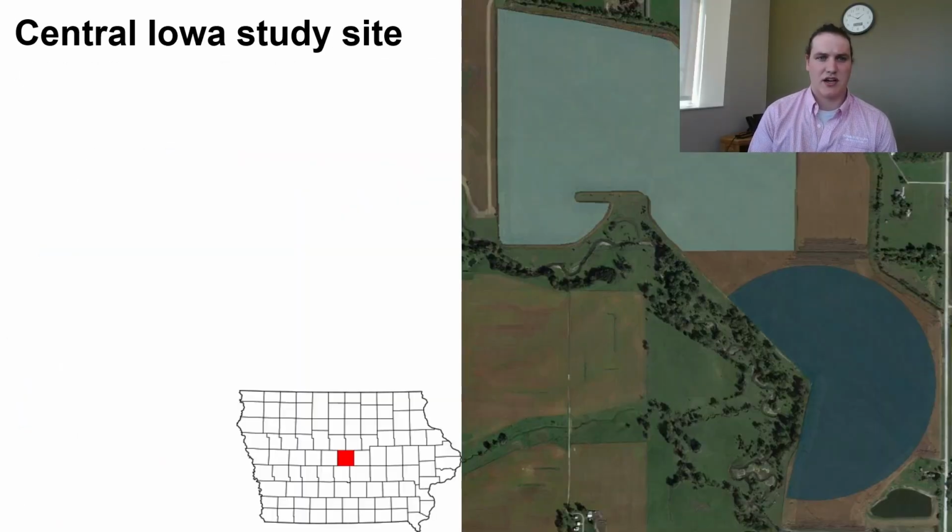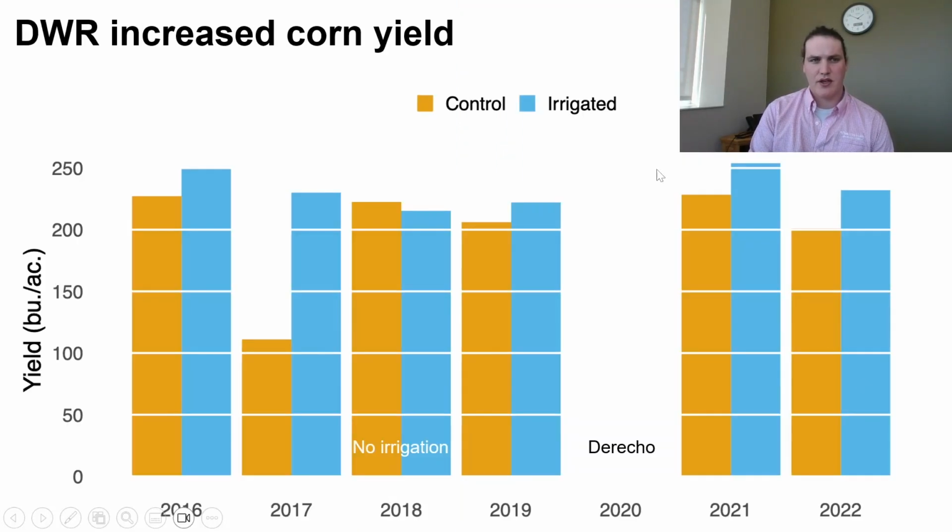So this is a Central Iowa study site. You got your control site up here to the north and your irrigated site down here to the south. That is irrigated. That's just a quick graph that shows the control versus the irrigated and the yield increase.